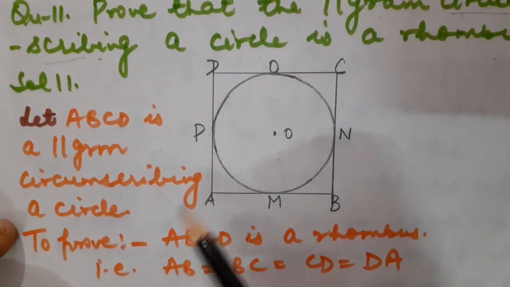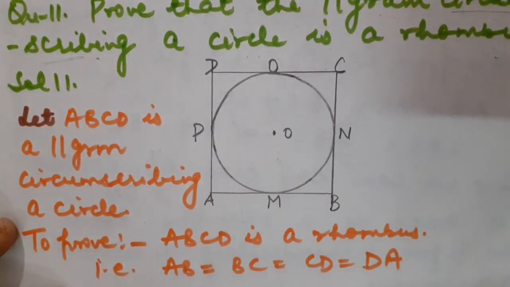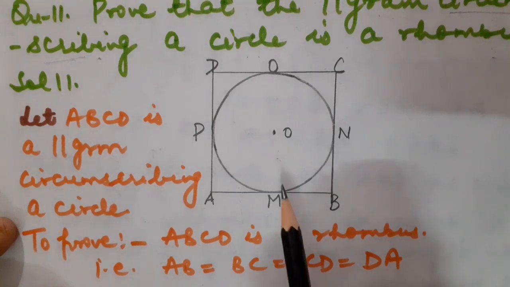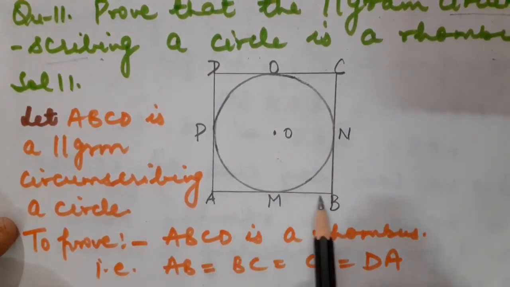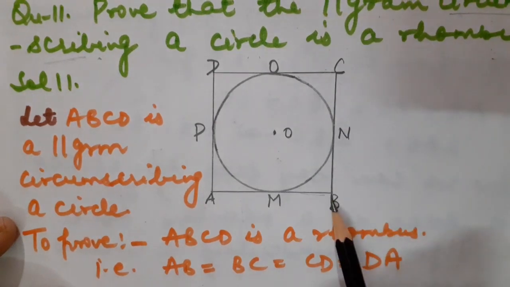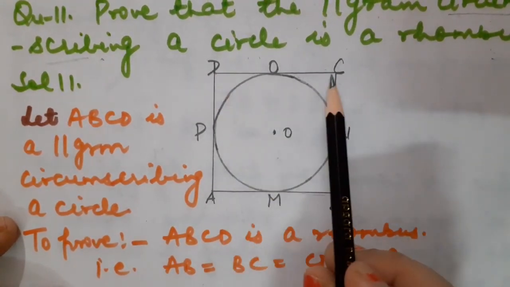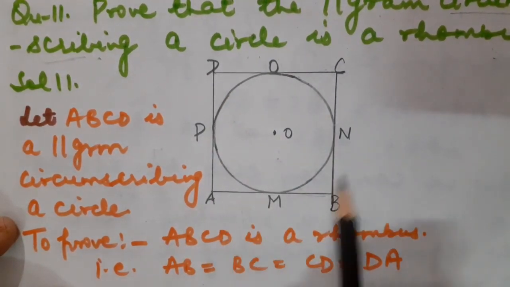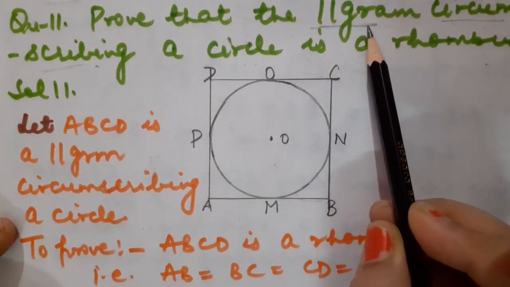But now I have to prove that ABCD is a rhombus. So according to the property of rhombus, if all the four sides are equal of a parallelogram, then we can say that it will form a rhombus. So if I prove that AB is equal to BC also, and BC is equal to CD also, and CD is equal to its adjacent side DA also, means opposite sides are equal because it is a parallelogram given in the question itself.